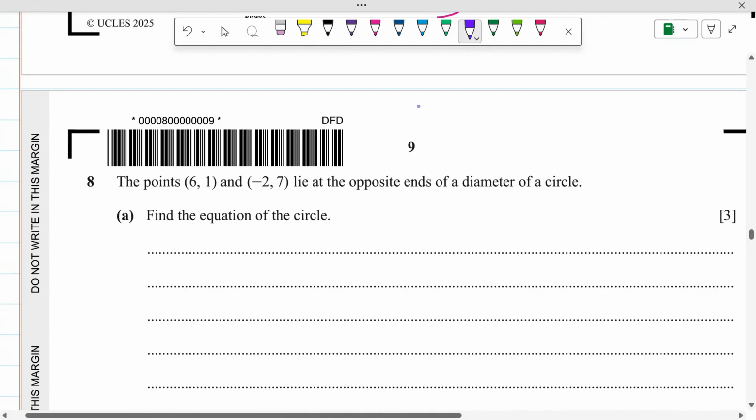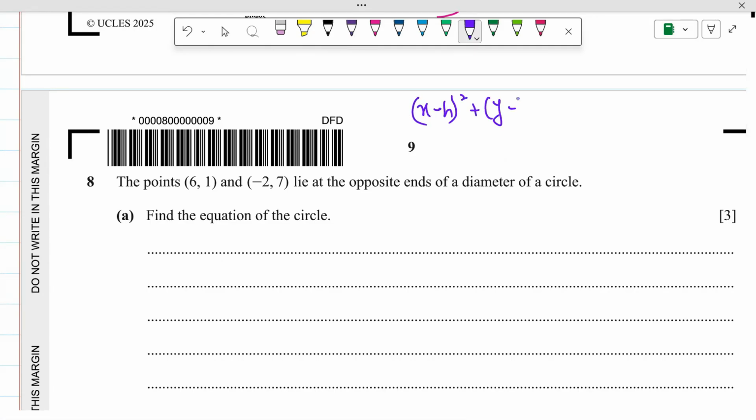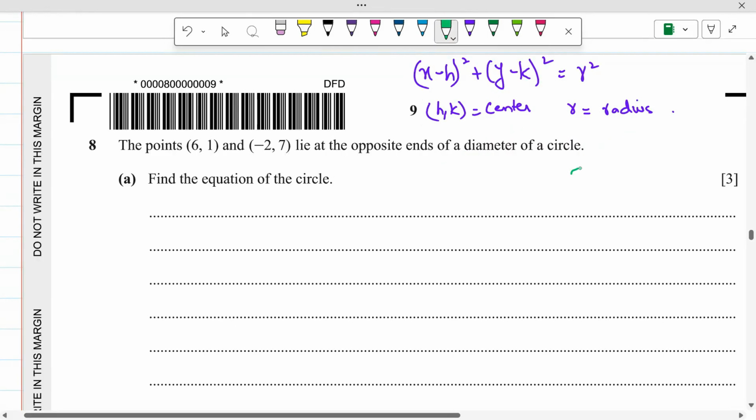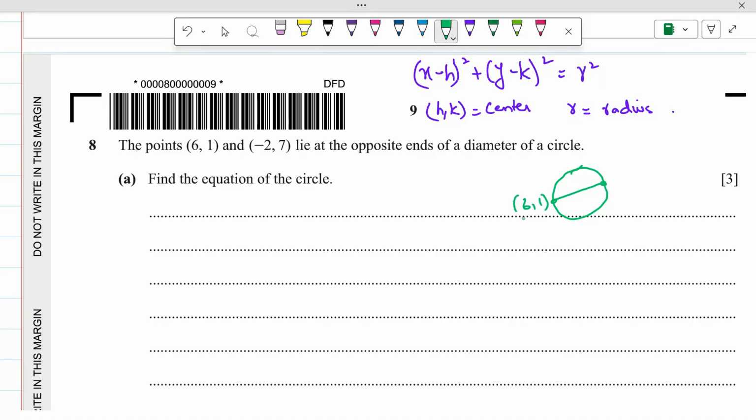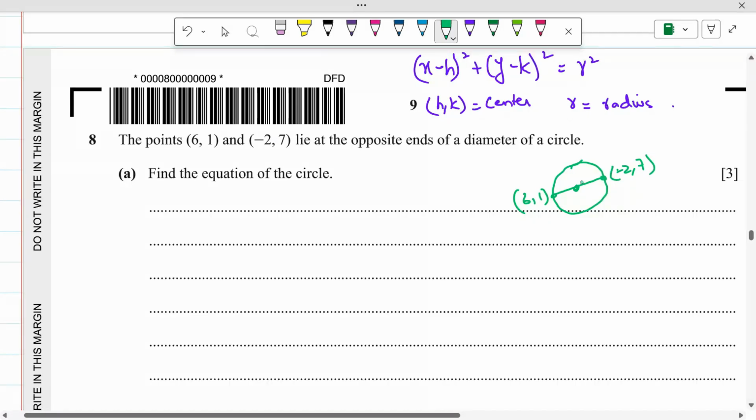Okay, we know that the equation of the circle is (x - h) squared plus (y - k) squared is equal to r squared, where h and k are the center and r is the radius. We have been given the endpoints of the diameter, (6, 1) and, on the other side, (-2, 7). So if we find the midpoint of the diameter, then we can find the center of the circle. So first we find the center of the circle.